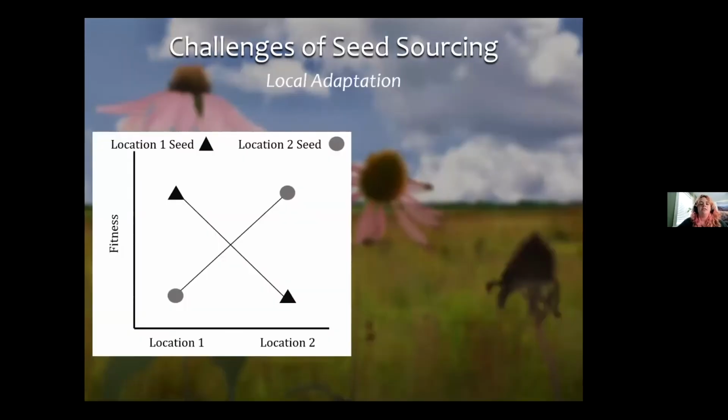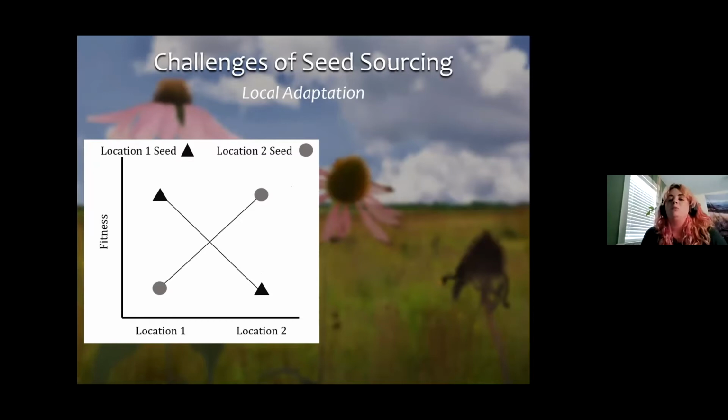And a lot of information says that local is best, and that's because of this idea of local advantage. And local advantage is where seed that's grown and has been growing in a location for many generations is optimized to the abiotic and biotic conditions of that location. So if you look to the figure, on the x-axis, you have two different environments, and the y-axis is the fitness response. And we can see that seed source from location 1 does better in location 1, and seed source 2 does better in location 2. And so if you move that seed, you can see that there's a reduction in fitness.